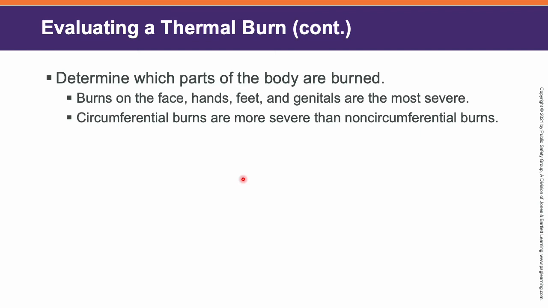Okay, circumferential burns are basically burns that cover the entirety of an extremity, right? So it goes all the way around your arm. Okay, whereas non-circumferential burns are mainly just like spot burns.